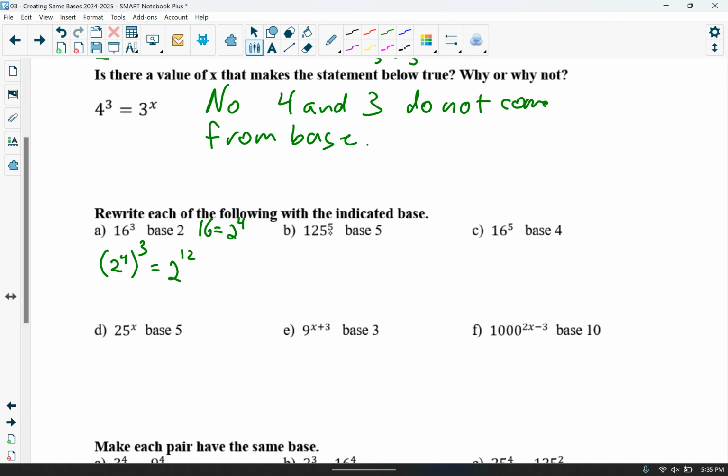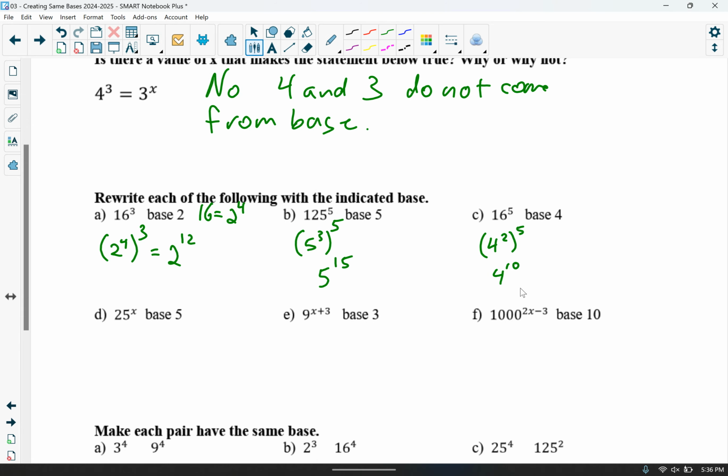Okay, so 125 to the 5th, base 5. I want to realize that 125 is 5 to the 3rd, and then we're going to do to the 5th power, so that would make this just 5 to the 15th. 16 to the 5th, now we're going to make it with base 4, not base 2 like we did in A. 16 is 4 squared, so that's going to be 4 squared to the 5th power, which would make that 4 to the 10th.